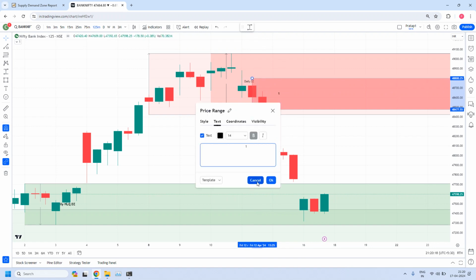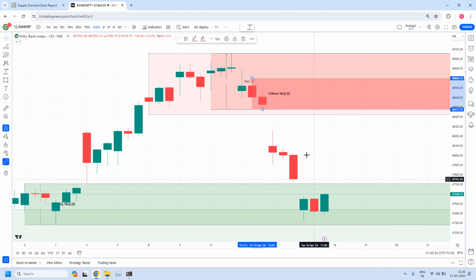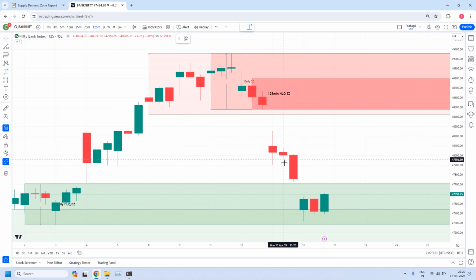This is a 125 minutes high liquidity supply zone. And again we have a drop, base, drop. This is a normal supply zone, 125 minutes supply zone.